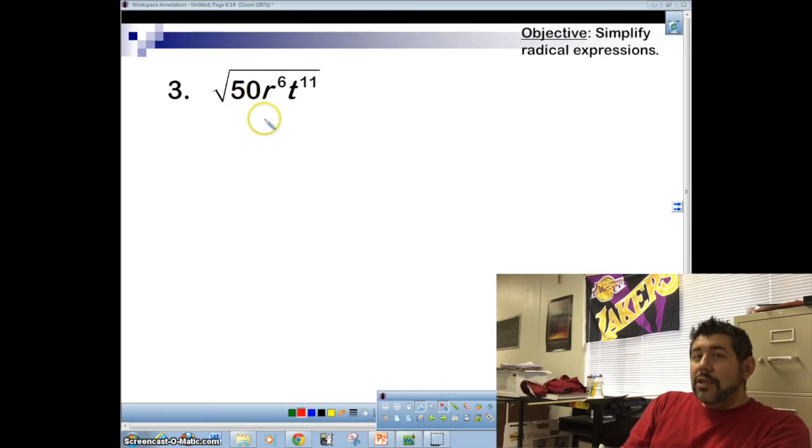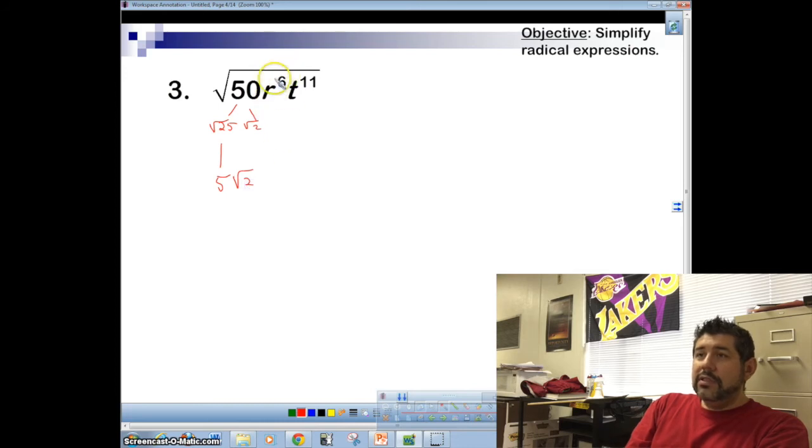Okay, so why don't you try this on your own, see what you get. 50 is 25 and 2. So this is going to be the square root of each of these. Square root of 25 is 5. This stays in there, can't do anything about it. We're going to take 6 divided by 2, and that's 3. So there's no remainder, so it's r cubed.